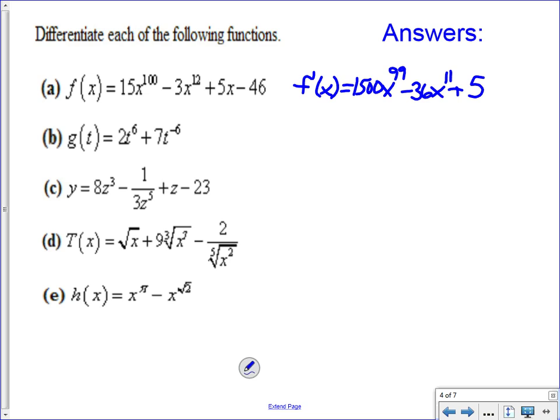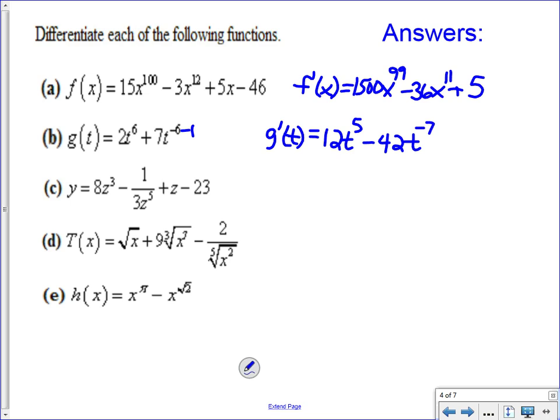All right, let's look at B. So this time we'll find g prime of t. So we'll multiply 6 times 2, which is 12, t to the 5th power. And even though we have a negative exponent, you'll still apply the power rule the same way. -6 times 7 is -42t. But when you subtract 1 from the negative exponent, you're really going to add: -6 minus 1 is -7, okay?